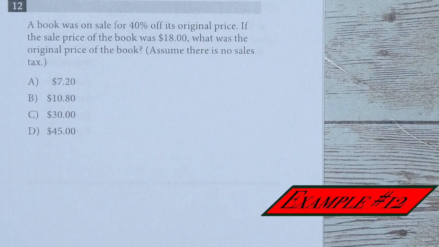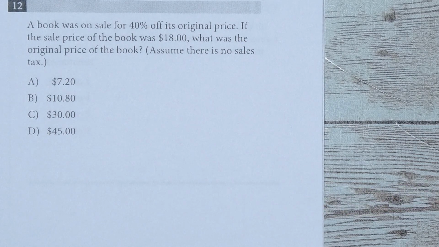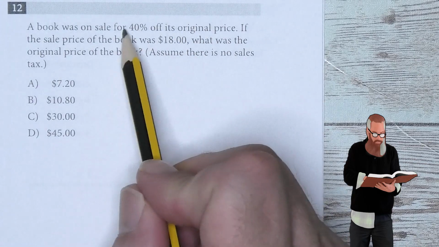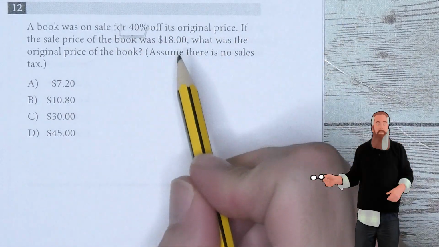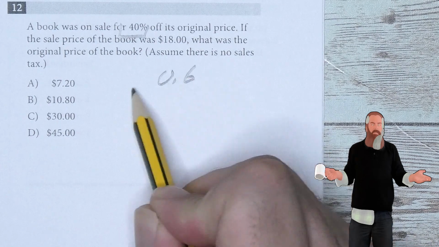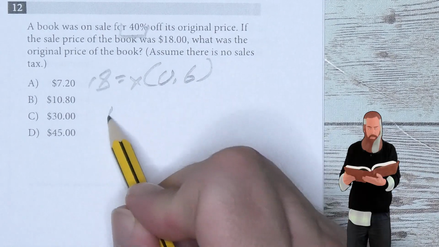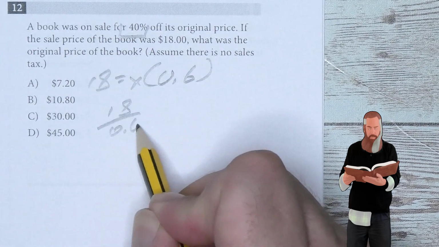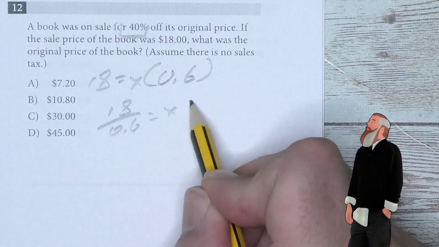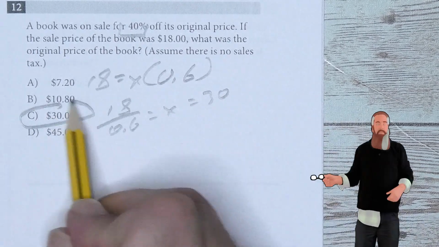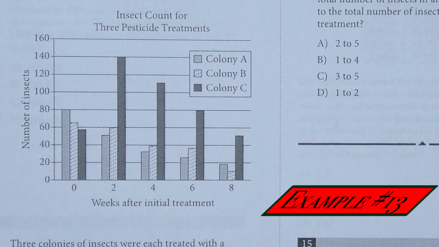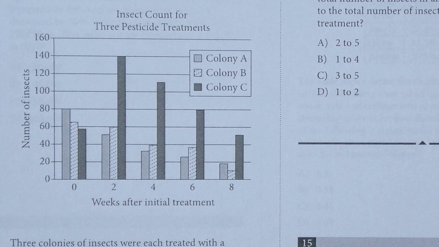A book was on sale for 40% off its original price. If the sale price of the book was $18, what was the original price of the book? And assume that there's no sales tax. Now, if the book was on sale for 40% off, that means that we paid 60% of the original price X to get $18. So 18 divided by 0.6 would give us X, which is $30. C is the answer.